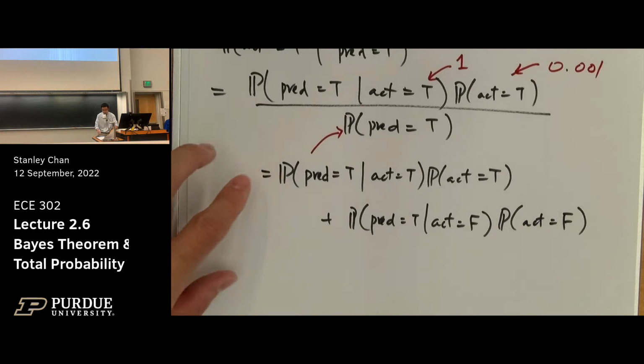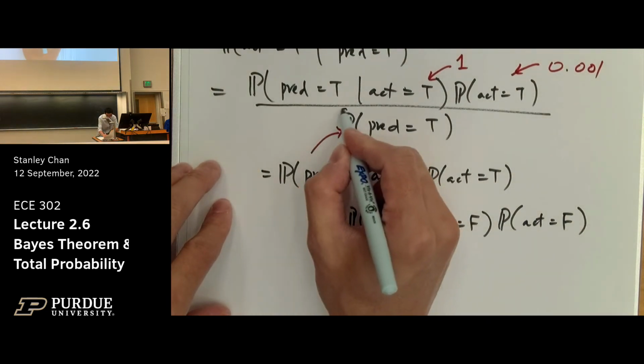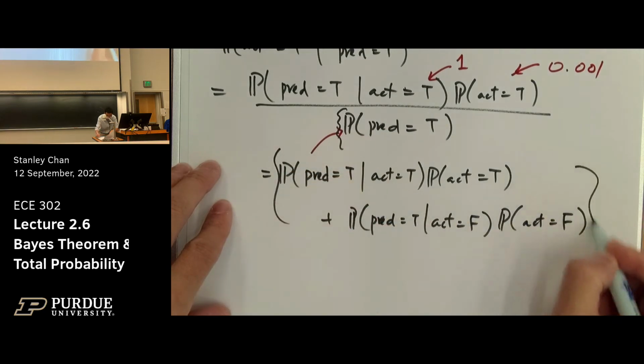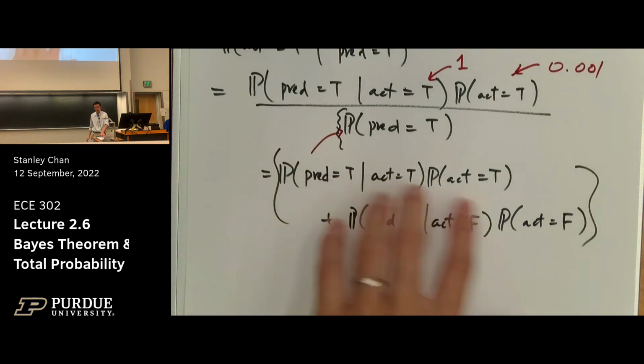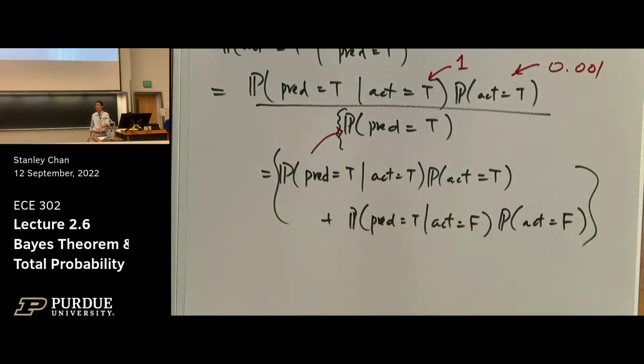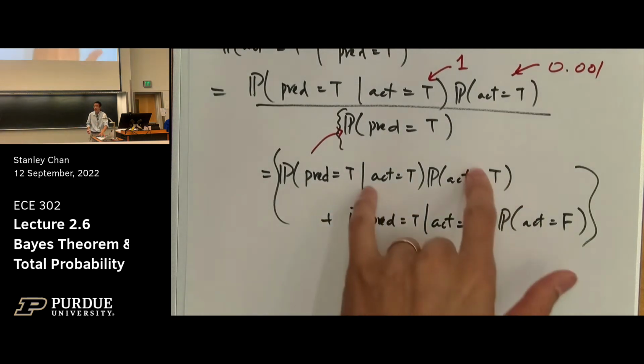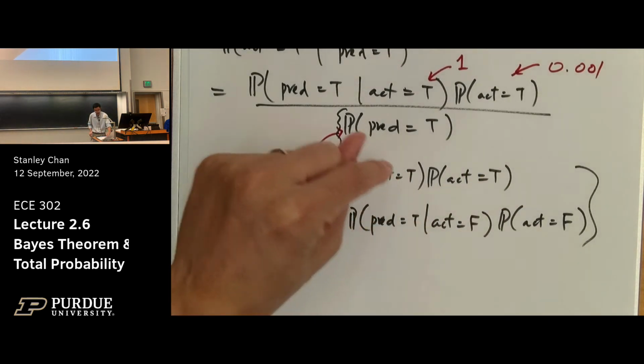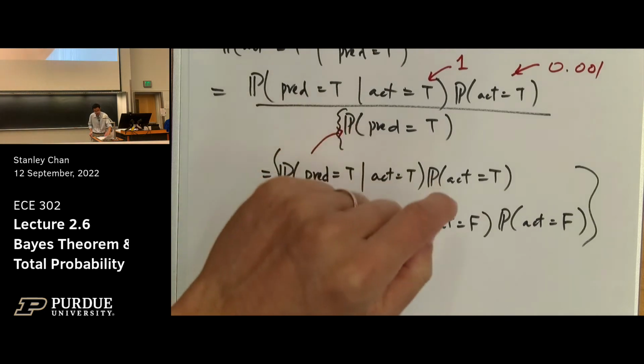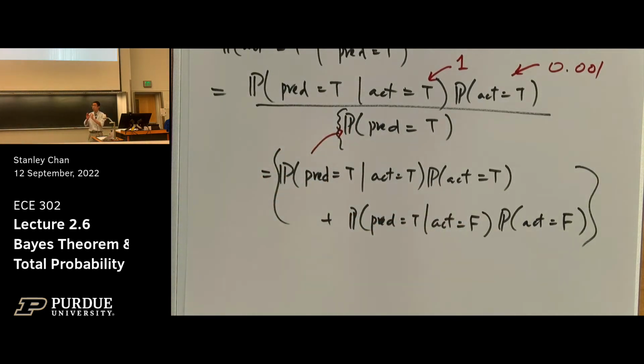Okay, so what is this? This one, this little thing here, is just the sum of these two smaller subsets of events. This is the law of total probability, nothing crazy. Okay, I'm decomposing this event into two smaller cases. This is the first case where your actual is true. This is the case where your actual is false. Two cases.